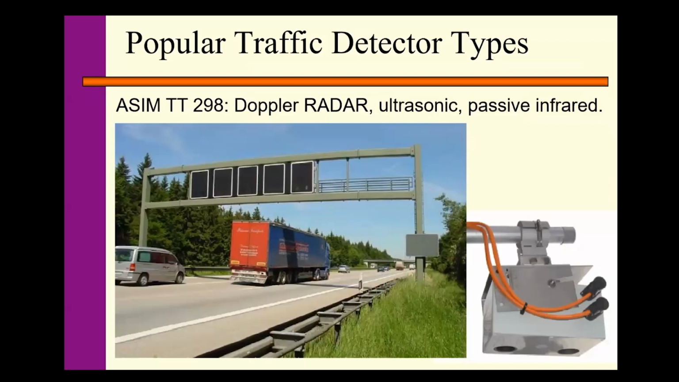Another type of sensor I want to introduce to you is what we call triple technology sensors. TT298. This is what the sensor looks like. We have three technologies combined into this sensor. We have radar signal, ultrasonic signal, and infrared signals integrated in this sensor.